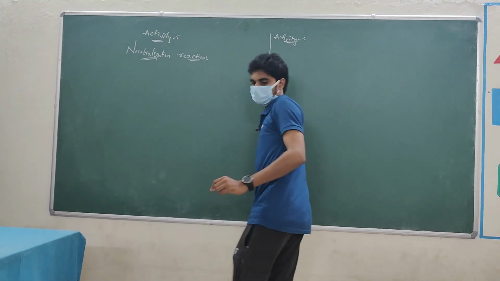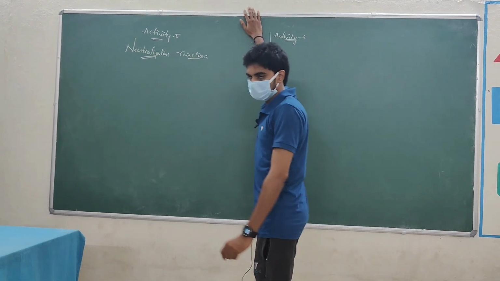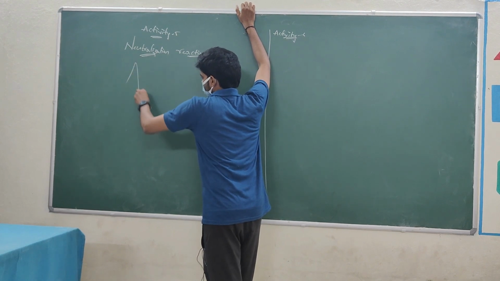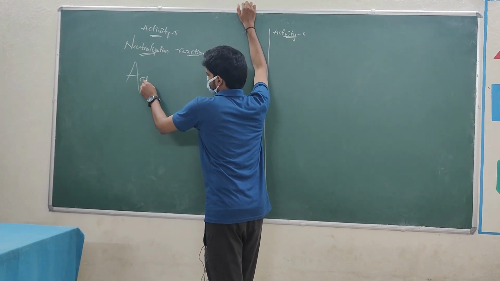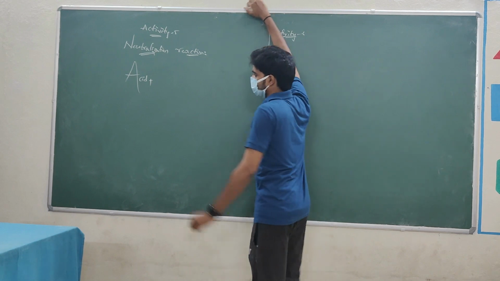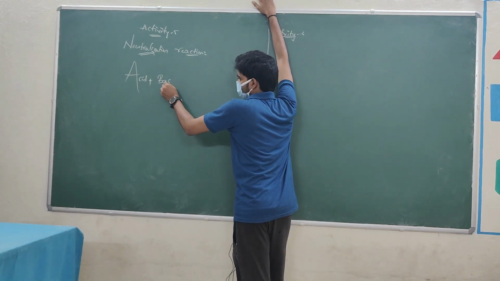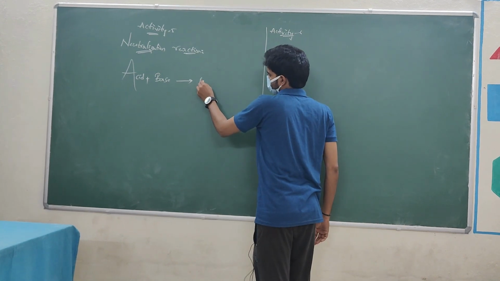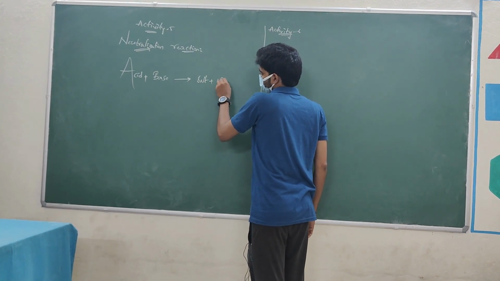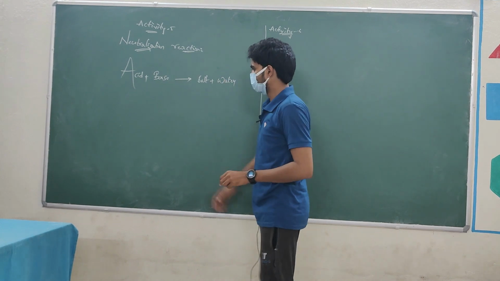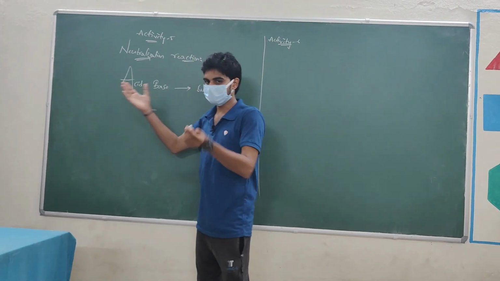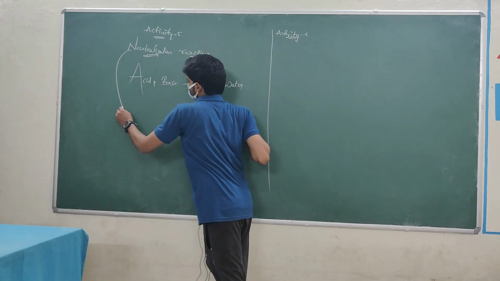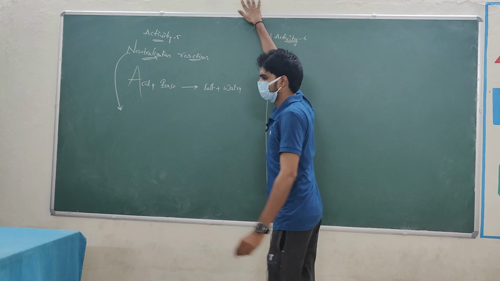Neutralization reaction, right? So if anyone asks you what is a neutralization reaction, the word equation is very simple. When an acid is mixed with a base, what happens is we get a salt and water is formed, right? So when acid reacts with the base, we get a salt and water. The activity given to us in activity 5 is very simple.